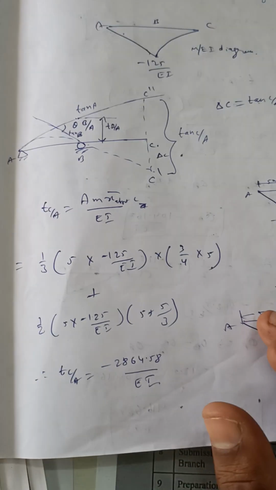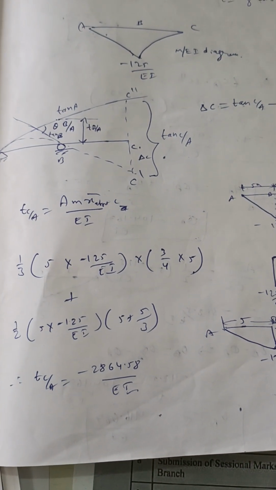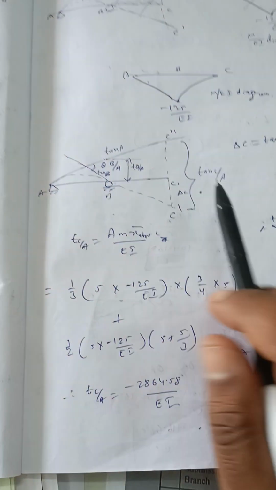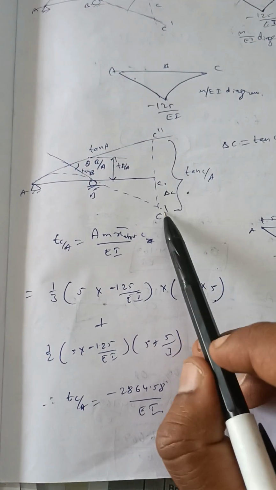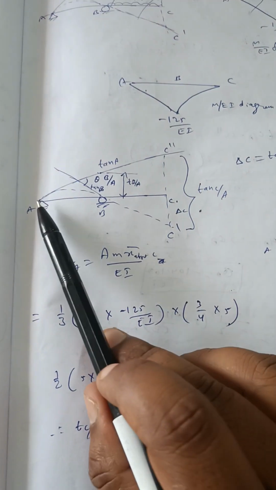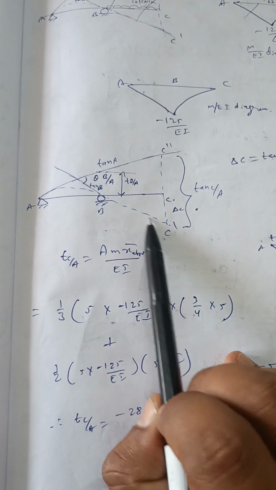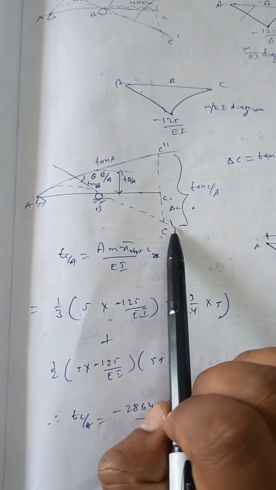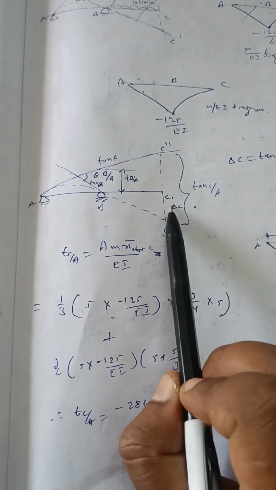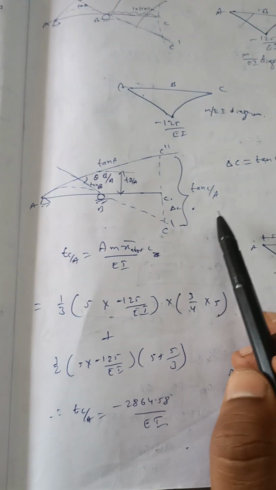Now I need to find the deflection at C. Let us find the deflection at C first. If you see this figure, this is the deflection curve. This is C dash. C C dash equals delta C. This delta C we need to find.